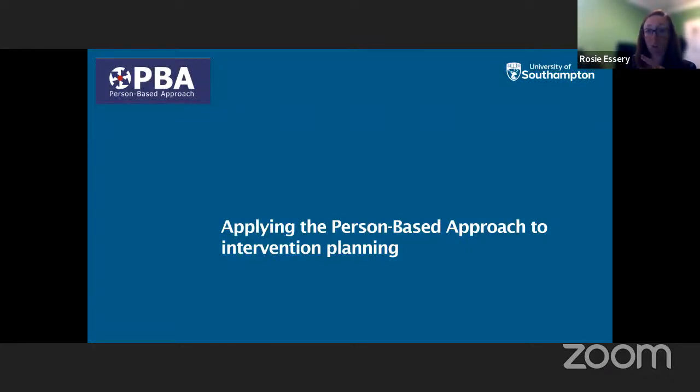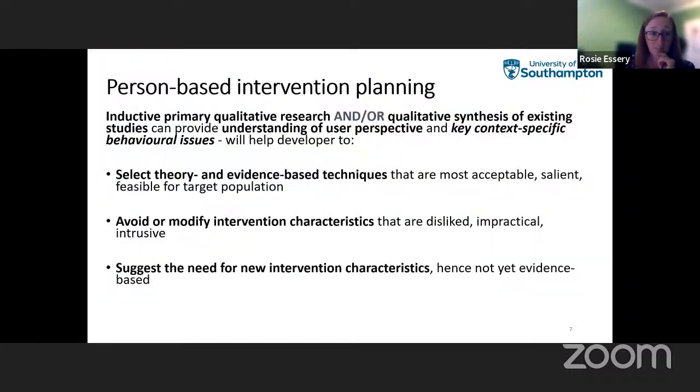So what I want to do now is break down each of those elements to go through them in a little bit more detail, and give you some examples, and also give you an opportunity to try out one element of this yourself as well. So first of all, starting with the planning stage.